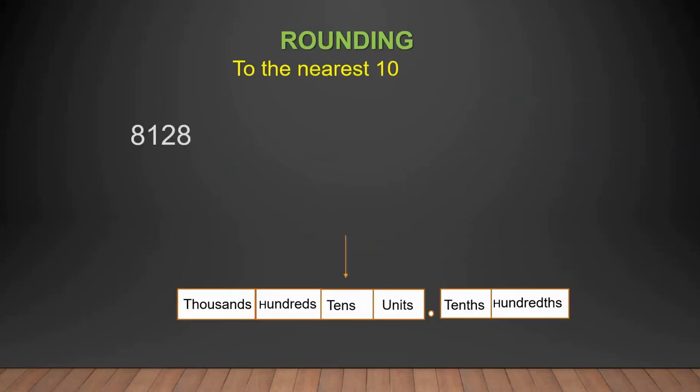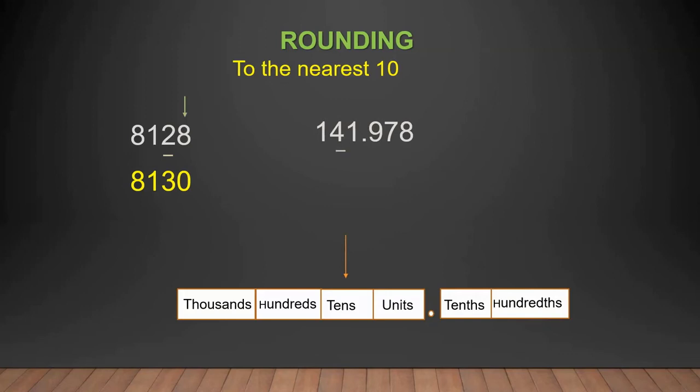Another example is 8,128. 2 is in the tens place value, followed by a number which is greater than 5, which is 8. So 2 now rounds up to 3, which will give you 8,130.